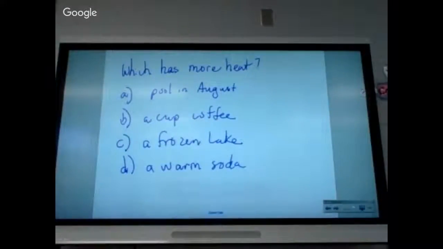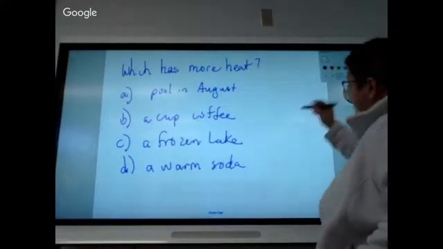All right, I got C. What is that first one? A swimming pool. In August, the warmest part of the summer. I agree. The answer is C. All right.